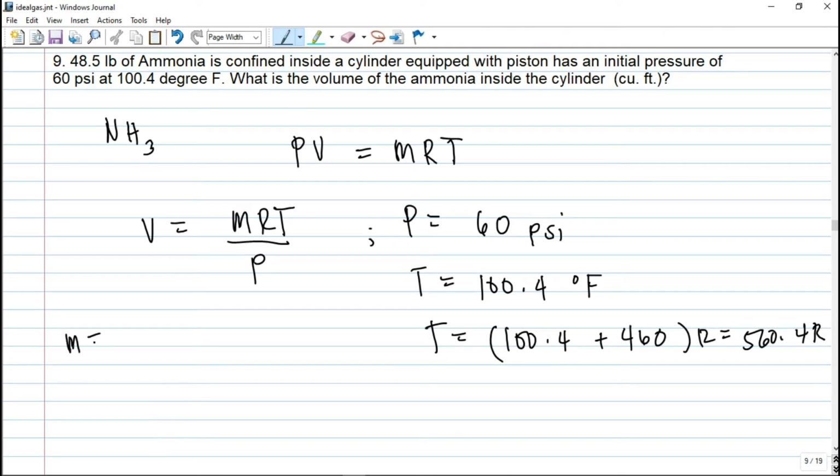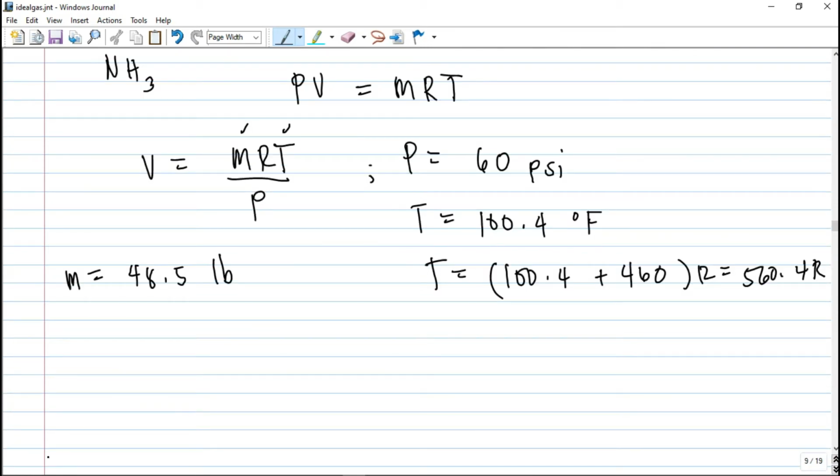So yung mass natin is given as 48.5 pound of mass. So hanapin natin guys, so M is given here, temperature given, pressure is given, wala tayong gas constant. And here we have the concept. So yung concept natin for the gas constant, so gas constant of ammonia is equal to the universal gas constant all over the molecular weight of ammonia, NH3.